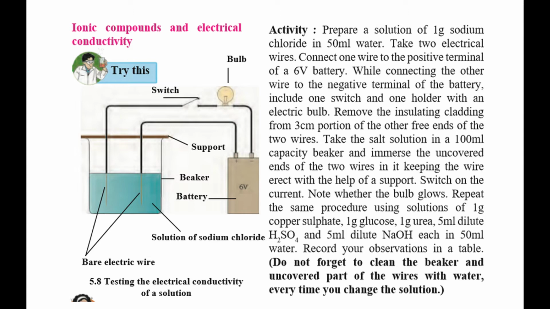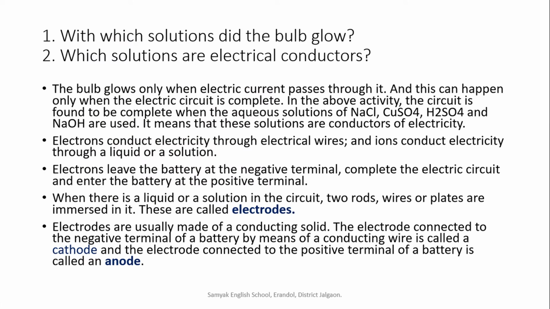Repeat the same procedure using 1 gram copper sulfate, 1 gram glucose, 1 gram urea, 5 ml dilute hydrochloric acid, that is H2SO4, and 5 ml dilute sodium hydroxide, each in 50 ml of water, and make note of your observations. At the end of it, clean the beaker and the uncovered parts of the wire with water whenever you change the solution, otherwise your findings will be mixed up. Now after completing this experiment, there are a couple of things you have to look into.